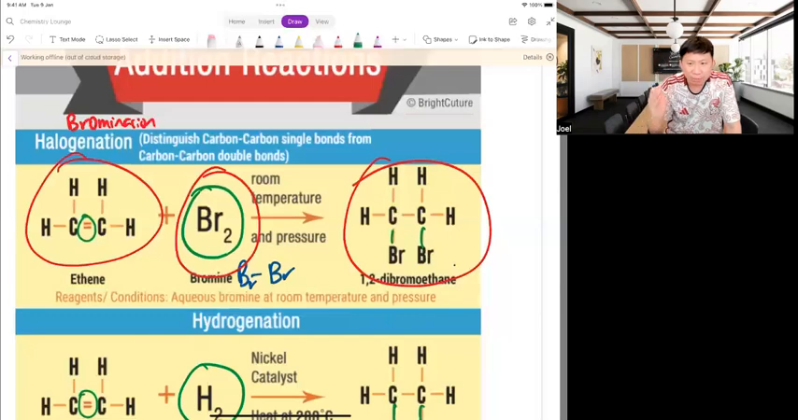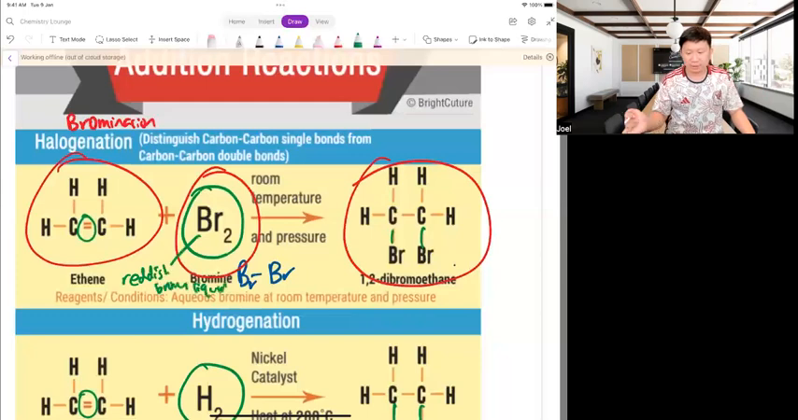Room temperature and pressure is the condition. It's like nothing, but you cannot say nothing. So when you bubble bromine, normally we can say bromine liquid. Sorry, rephrase. I bubble ethene gas, ethene is a gas, into bromine liquid. It will decolorize because bromine liquid is reddish brown, right? Remember you learned in group 7. Reddish brown liquid will decolorize.